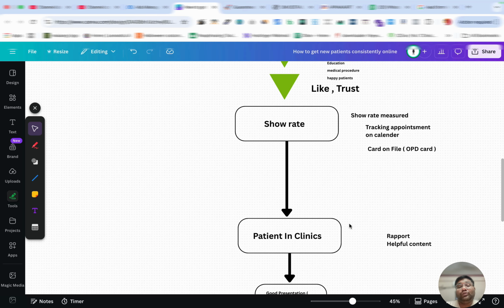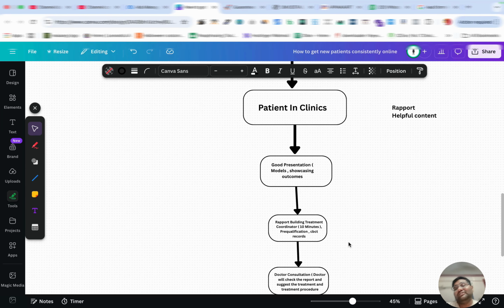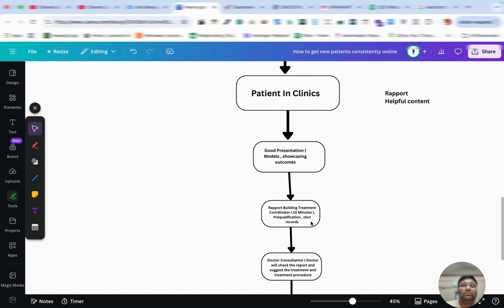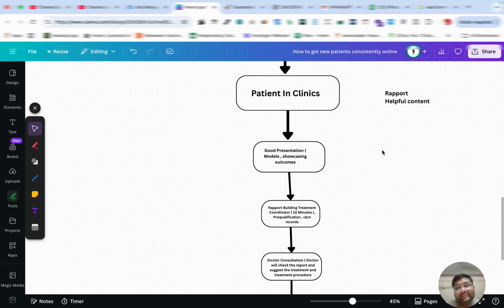Once we get the show rate, you need to make them purchase your treatment if they require it. If it is a small dental issue, you can treat on the spot, on the first visit. If it is a long-term or multi-session treatment, like braces fixing or root canal treatment, at that time you need to use prescription-based selling. For that, you need to have a good presentation. You need to show different models and the output of the particular treatment, and you need to have a good treatment coordinator who will build rapport with the patient by asking pre-qualification questions.